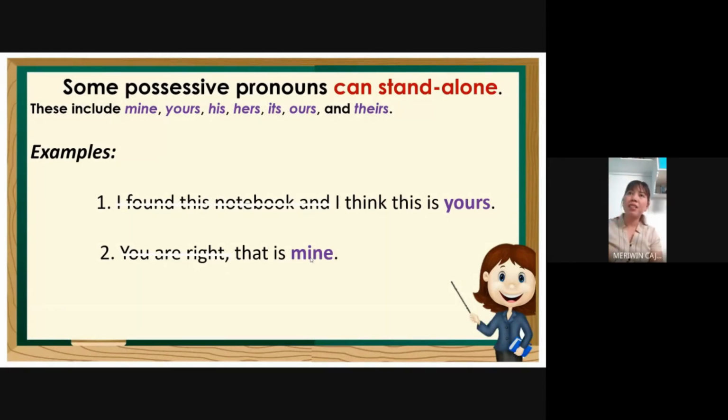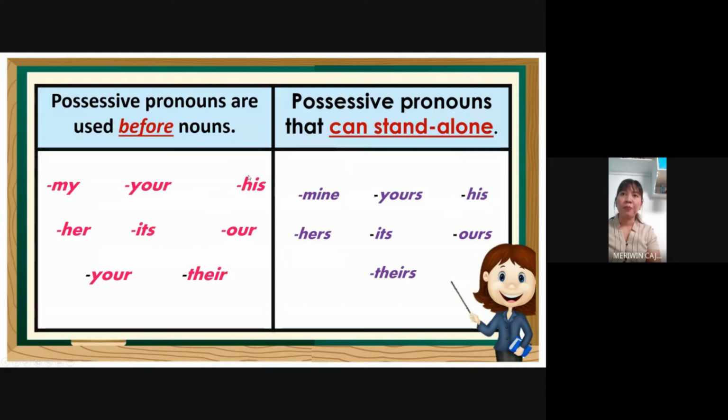So remember this, kids. Possessive pronouns, you jot down now in your notebook, then you remember this. Mine, yours, his, hers, its, ours, and theirs are possessive pronouns that can stand alone. Okay, for you to understand it well, you can use your screen and screenshot this one to serve as your guide. So kids, remember this because this will serve as your guide in answering your activities later on.